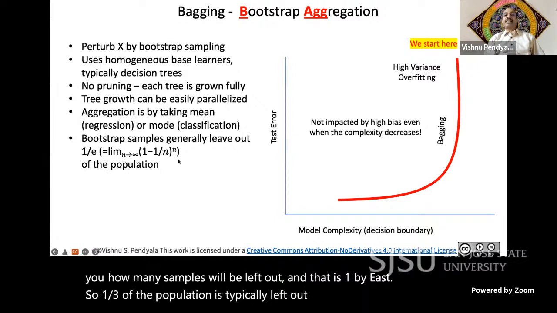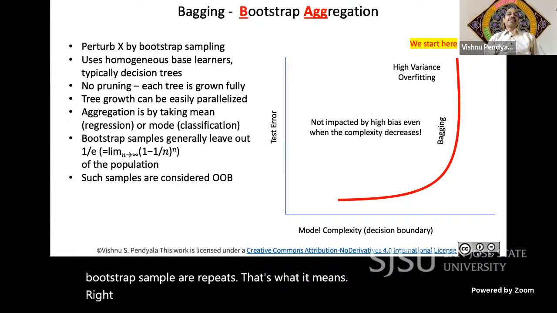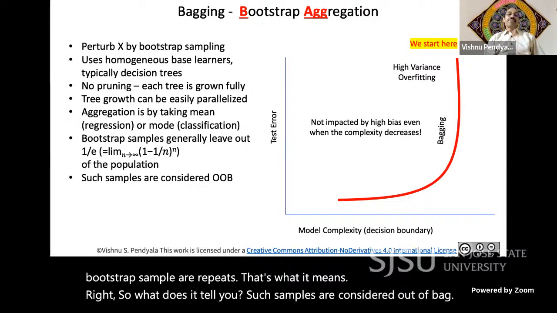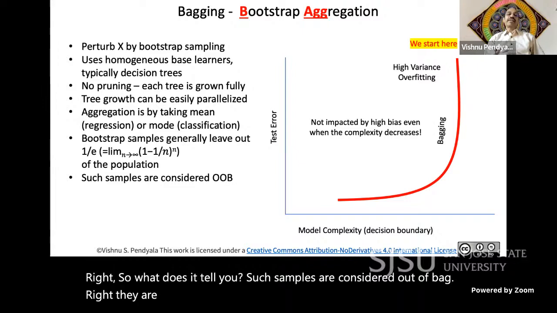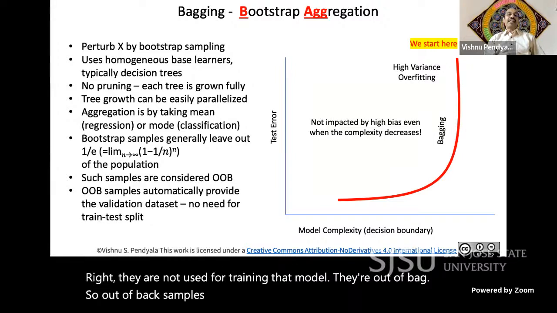So 1/3 of the population in the bootstrap sample are repeats. That's what it means, right? So what does it tell you? Such samples are considered out of bag. They are not used for training that model. They're out of bag. So out-of-bag samples automatically provide the validation data set.